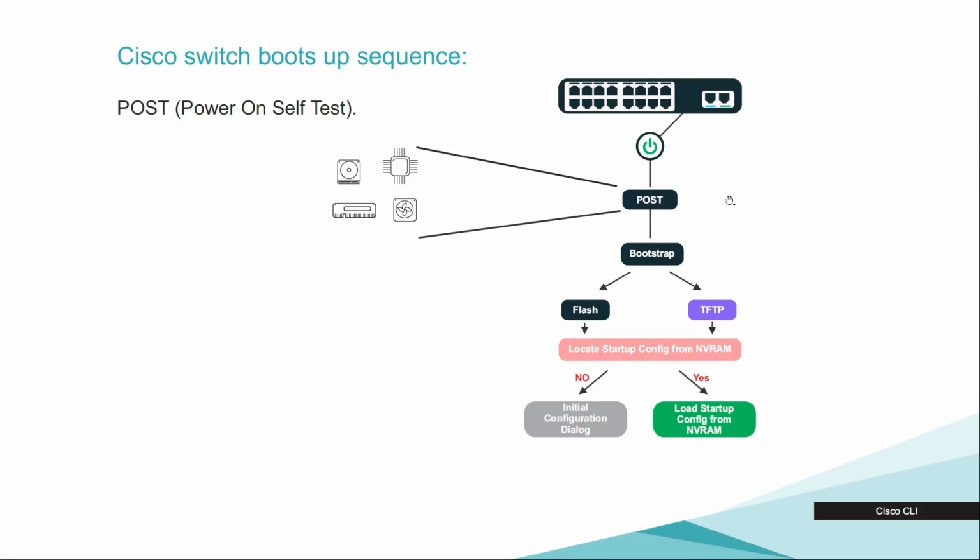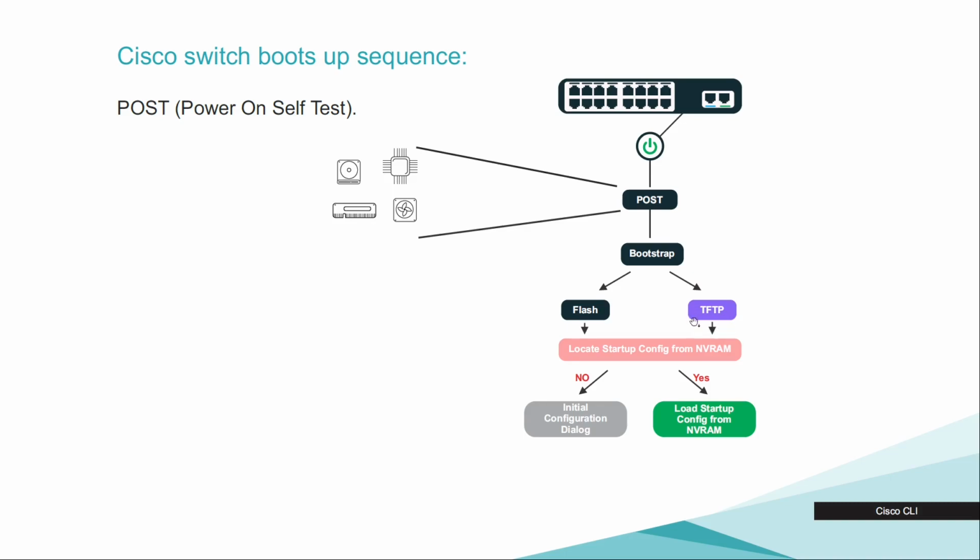In the next step, our switch will run the bootstrap or boot helper software. Bootstrap is a small program that executes a larger program. So the bootstrap program is responsible for executing our operating system. The operating system is located in the flash. We can also configure our switch to get the operating system image, the IOS image, from a remote server using TFTP. The TFTP protocol allows us to transfer files over the internet or over the network.